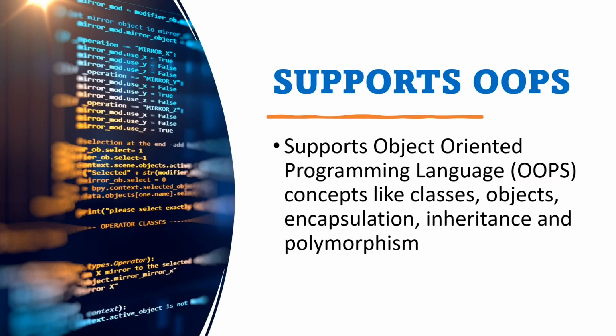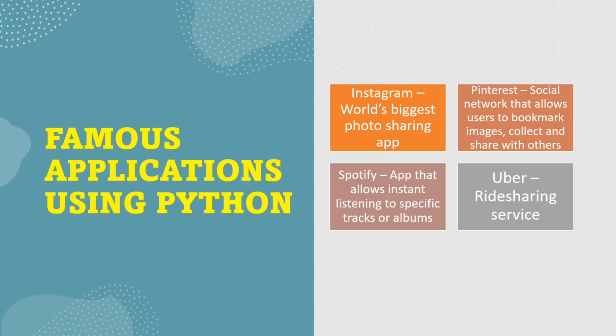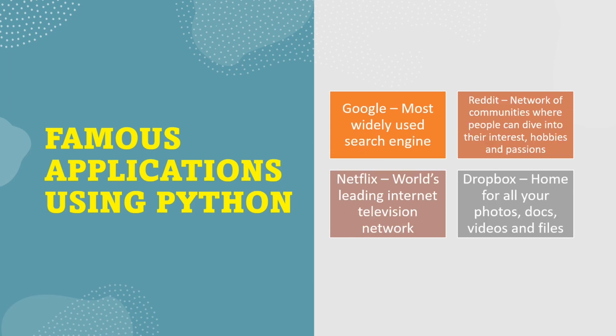Python supports object-oriented programming concepts like classes, objects, encapsulation, inheritance, and polymorphism, which we will be learning in detail in future. Here we have mentioned some of the uses of Python. It's used for creating web applications, system scripting, rapid application development, handling big data, performing complex mathematical operations, and much more. Some famous applications that use Python are Instagram, Pinterest, Spotify, Uber, Google, Reddit, Netflix, and Dropbox.